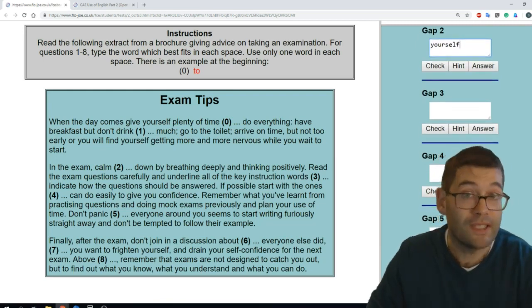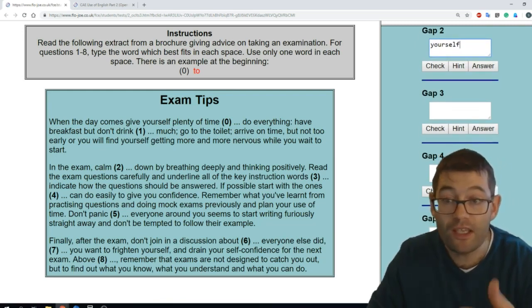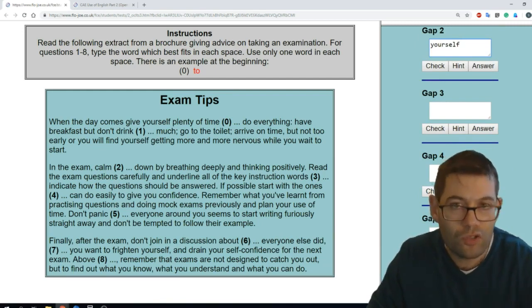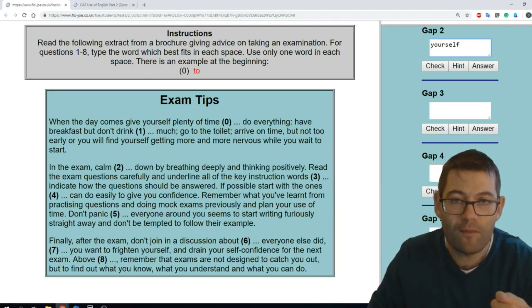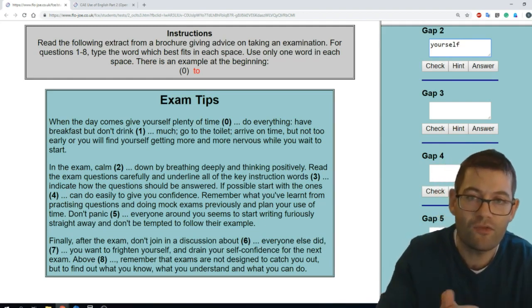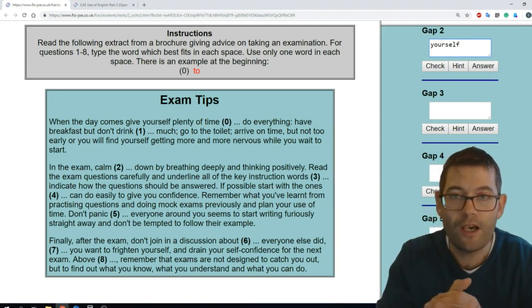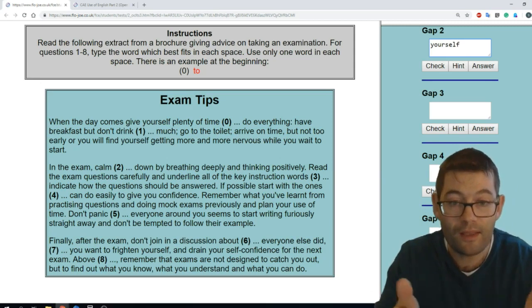We could, of course, say this in a different way. We could say "you must calm down," or "you should calm down," or we can use a structure like that. But of course, given the language that we've got, we have to think of the correct word, and in this case, it's the reflexive pronoun. So calm yourself down by breathing deeply and thinking positively.